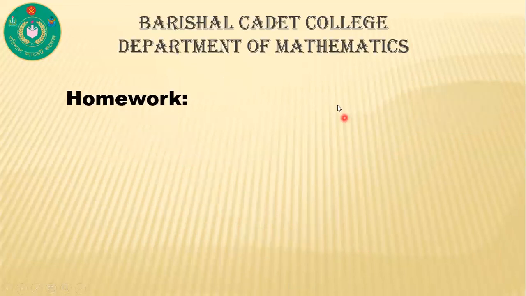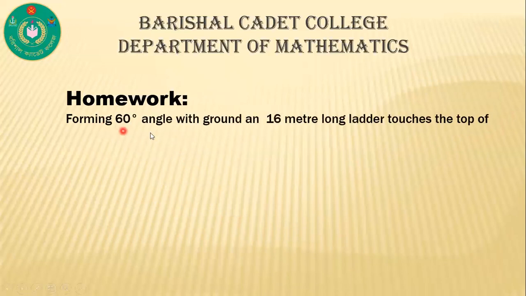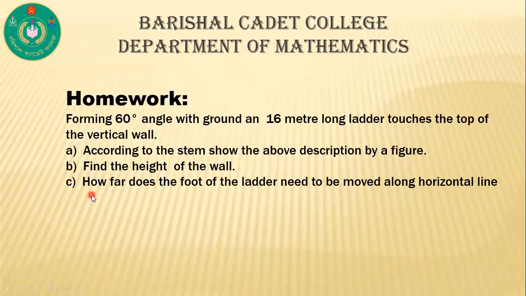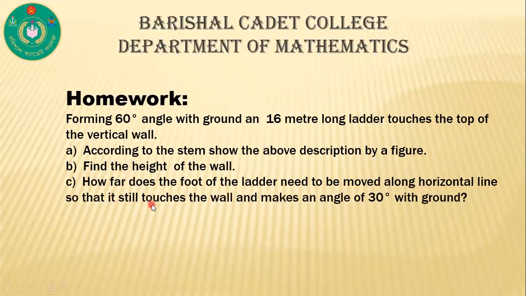Now this is your homework. A ladder forming 60-degree angle with ground and 16-meter long touches the top of the vertical wall. Now question number A. According to the description, show the above description by a figure. Question number B. Find the height of the wall. And question number C. How far does the foot of the ladder need to be moved along the horizontal line so that it still touches the wall and makes angle 30 degree with the ground?